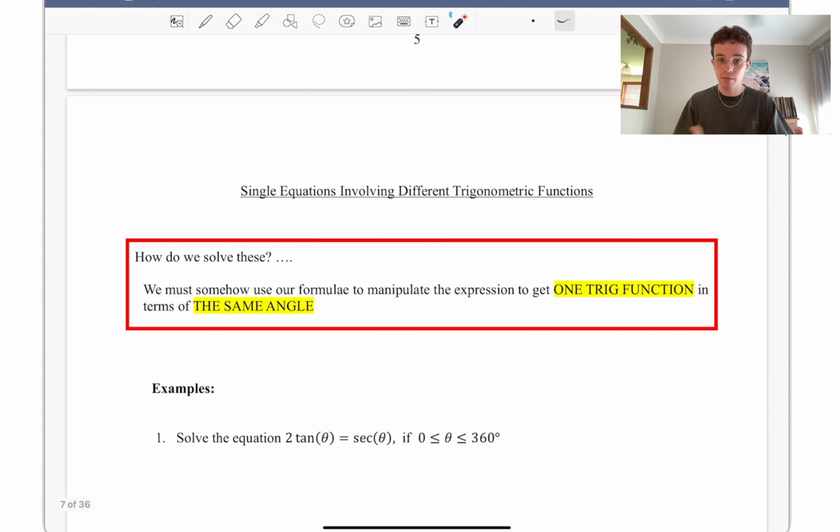The only way at the moment that we can solve these is by getting our either angles or functions to be the same, and sometimes it needs to be both. So we must somehow manipulate our formula to get an expression involving one trigonometric function and also the exact same angle. Okay, so let's have a go at solving this.